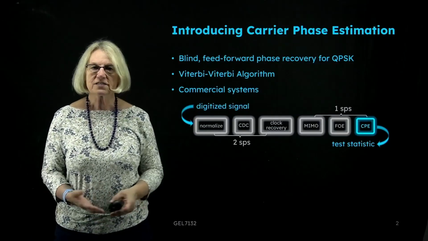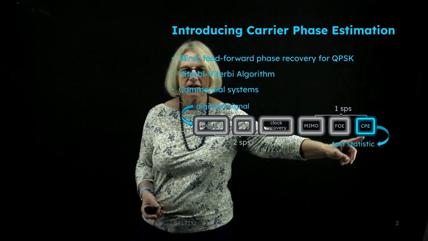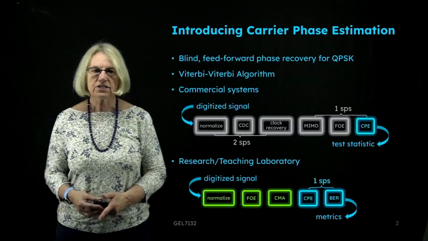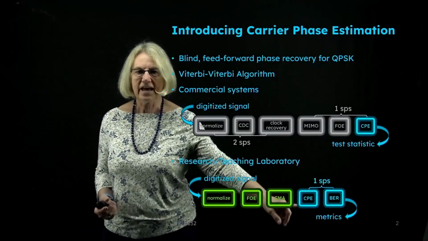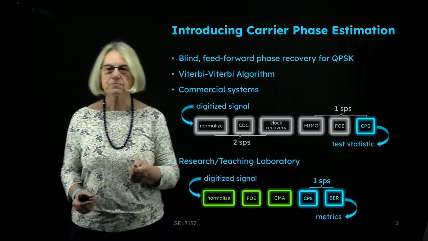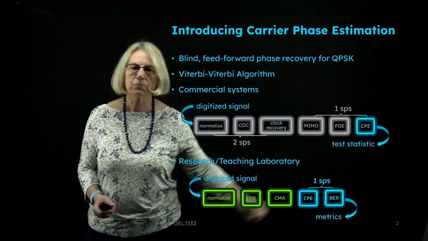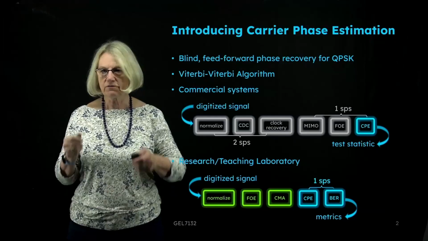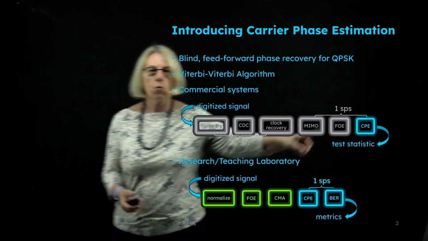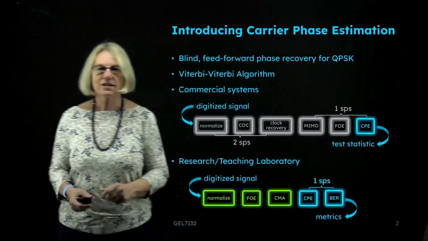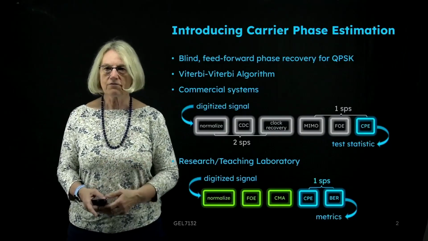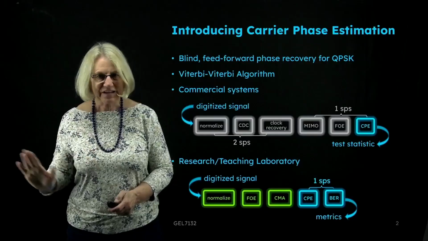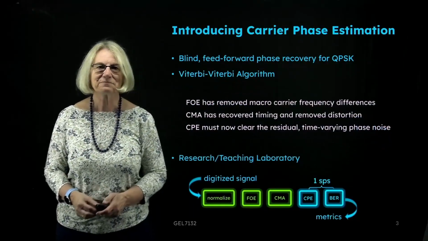So in commercial systems, the CPE comes right here at the end of the digital signal processing chain. And in our teaching laboratory, it also comes right at the end. So this is one of the last steps after you've already done everything you can to improve the quality of your signal previously. So now we're going to focus on what do we do at this one sample per symbol point in the DSP chain in order to recover the phase noise, eliminate the phase noise to recover the signal.